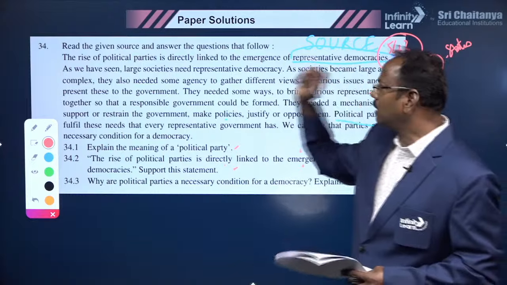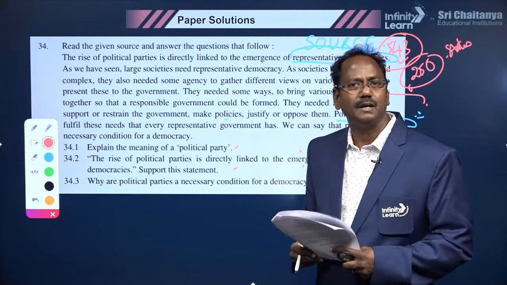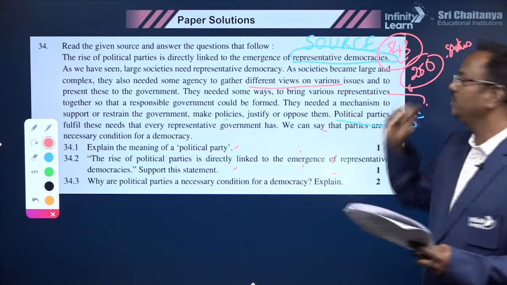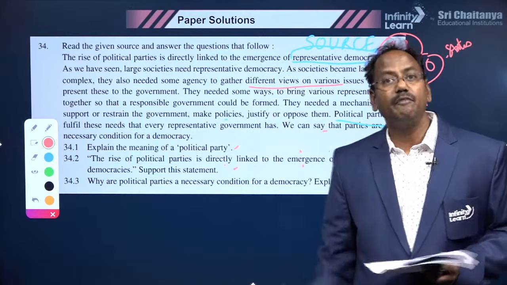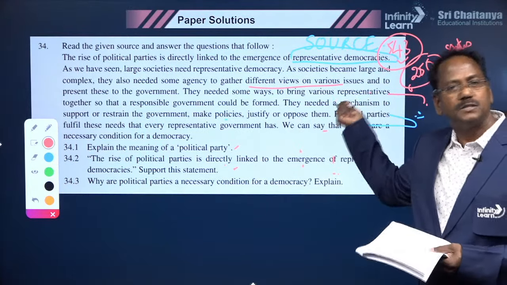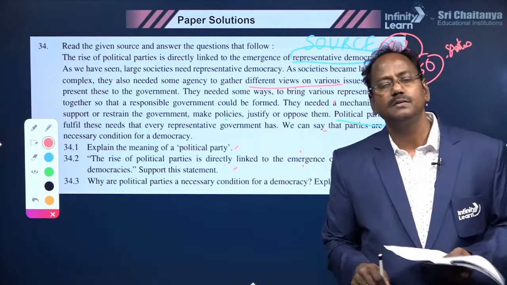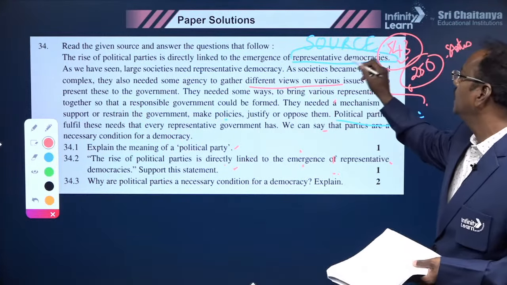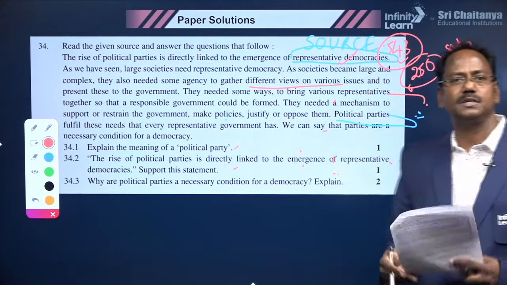So what are their needs, isn't it? So what they require, all those different views of the various issues, everything must be taken up. So in direct democracy, we cannot. It is only in representative democracies that we can do it. Understand?